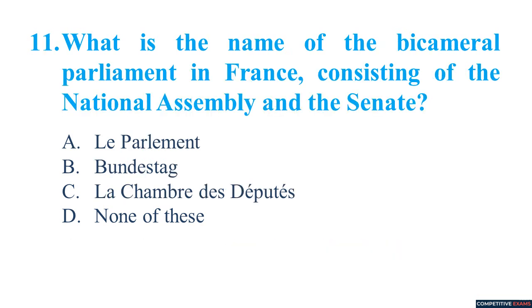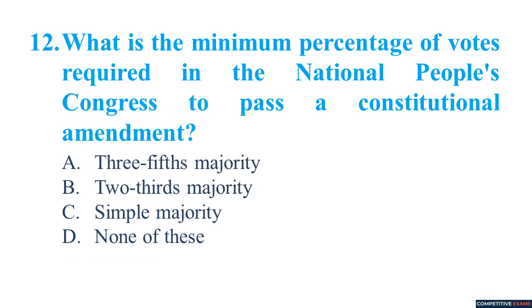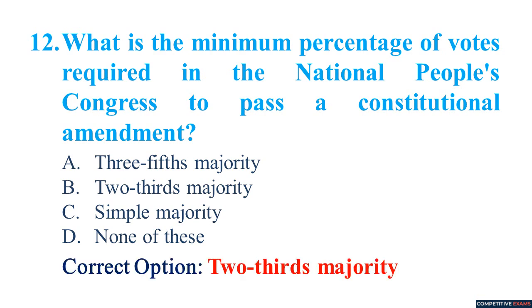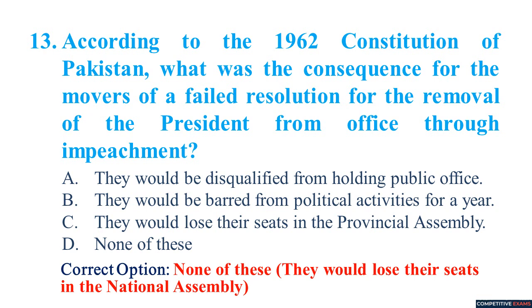Administrative justice. What is the name of the bicameral parliament in France, consisting of the National Assembly and the Senate? Le Parlement. What is the minimum percentage of votes required in the National People's Congress to pass a constitutional amendment? 2/3 majority. According to the 1962 Constitution of Pakistan, what was the consequence for the movers of a failed resolution for the removal of the president from office through impeachment? None in the given option is correct. They would lose their seats in the National Assembly.